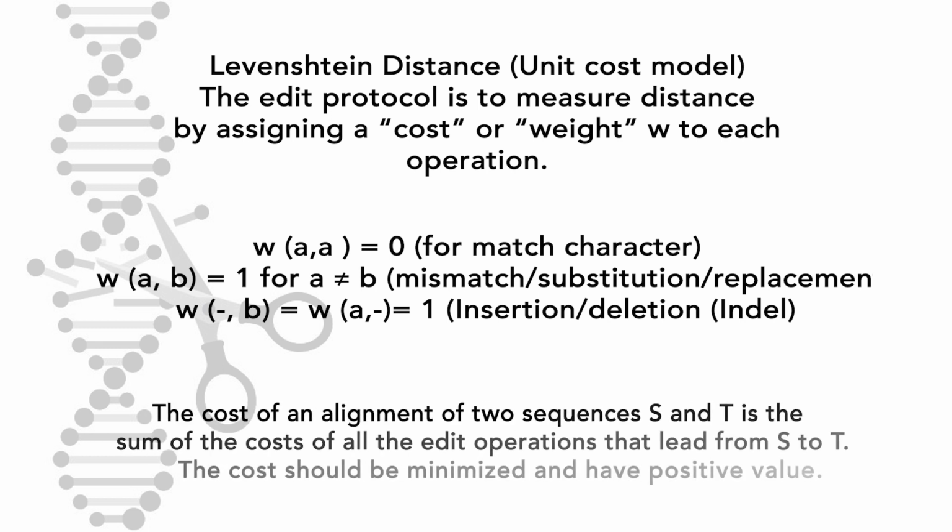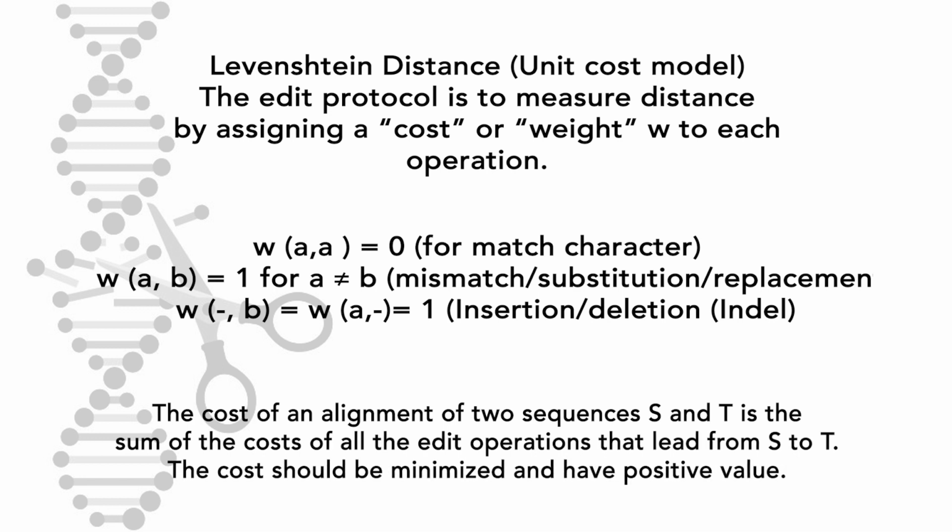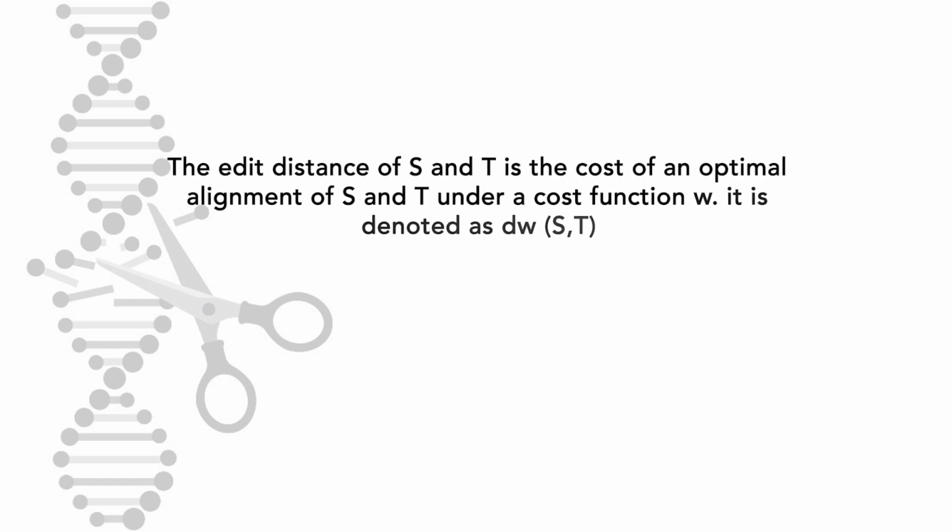So, the cost of alignment of two sequences, source and target, is the sum of the cost of all the edit operations that lead from S to T. The cost should be minimized and have positive values. One has to understand it should be minimized and have a positive value. An optimal alignment of source and target is an alignment which has minimal cost among all possible alignments. The edit distance of S and T is the cost of an optimal alignment of S and T under a cost function W. It is denoted as D_W(S,T).